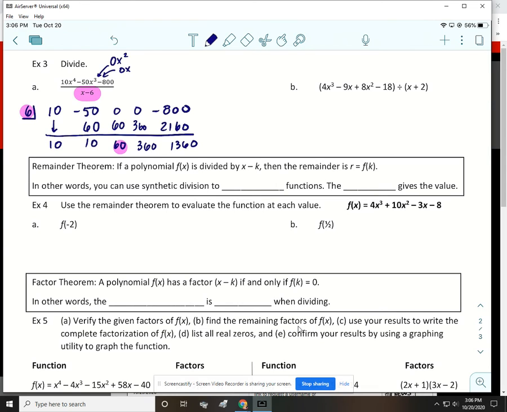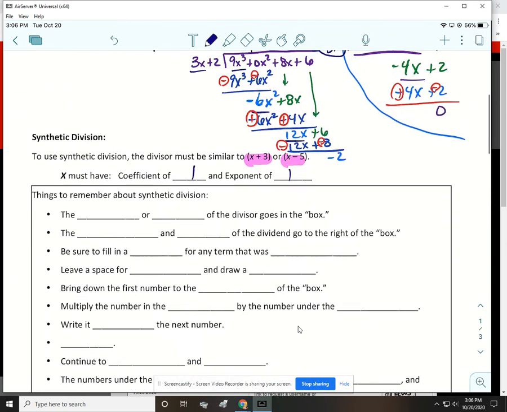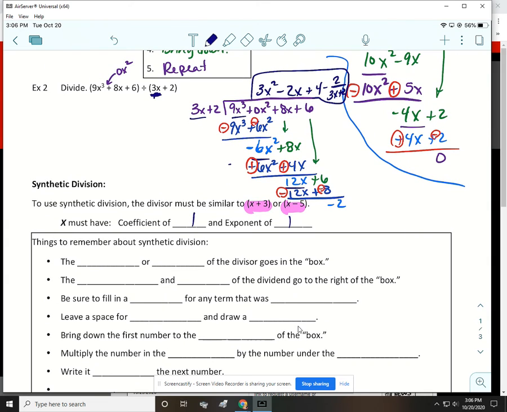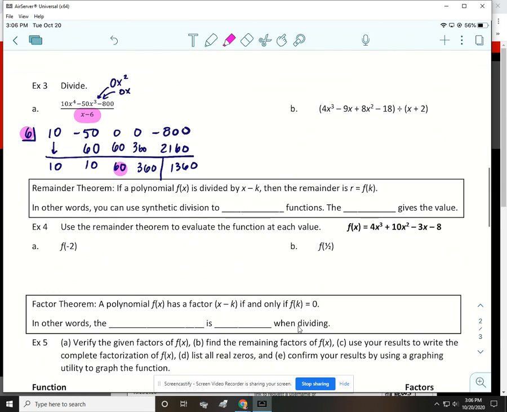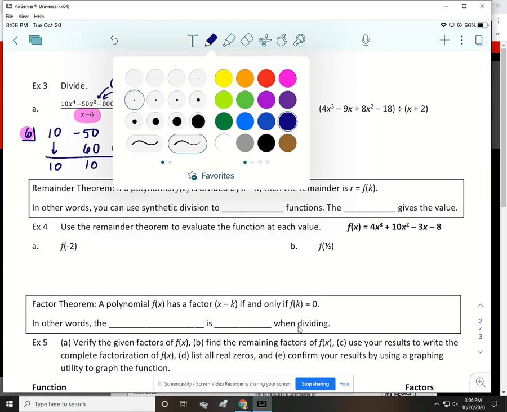All right, and then I'll always put a little marker right there to separate the last number, because that last number is the remainder. And this obviously is not our answer. Our answers have to look like they did on these division problems. They have to look like these answers. So this is the coefficients and the constant and the remainder of your answer.